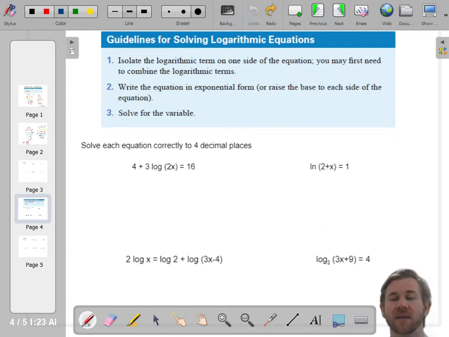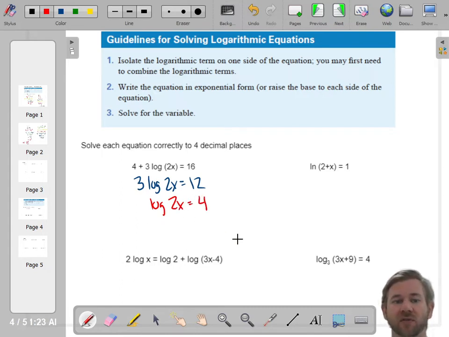And what I will then have is 3 times the log of 2x equals 16 minus 4, which is 12. I don't have the log by itself yet, so I'll divide both sides by 3. That means the log of 2x equals, if you divide by 3, 12 divided by 3 is 4.